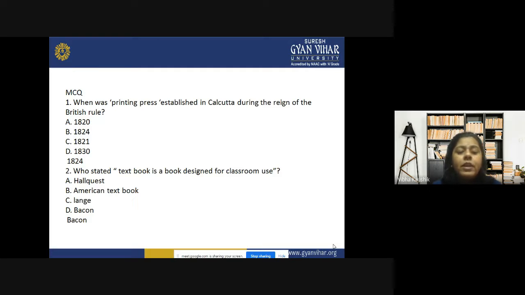Who stated textbook is a book designed for classroom use? Who has given the definition that a textbook is a book that is designed for use in classroom teaching? Now, the options are A Hellquist, B American textbook, C Lingay, D Bakken. So, this definition was given by Bakken.